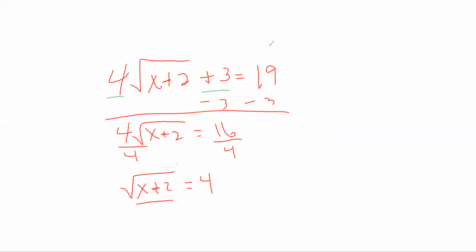So now I can go ahead and square both sides. Now, when I square the square root, again, it cancels because they're opposites. And so I get x plus 2 equals 16. Well, now I still have this plus 2 here. How do I deal with that? That's right. Do the opposite.